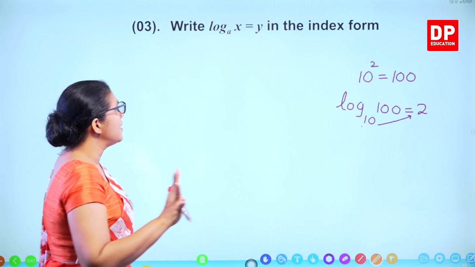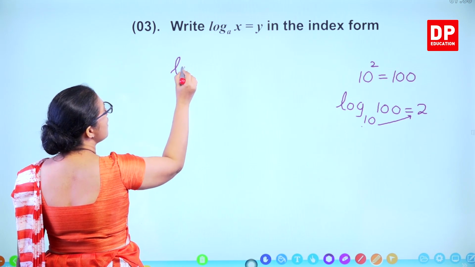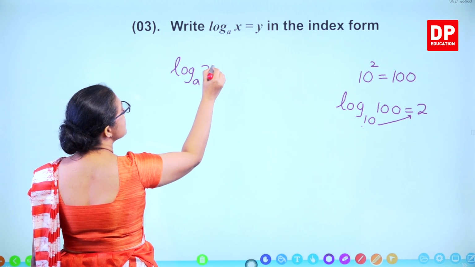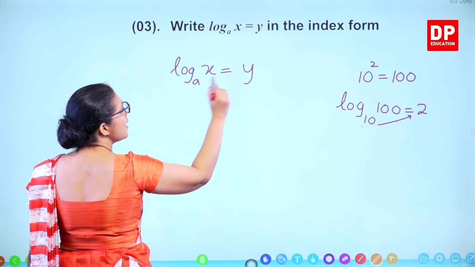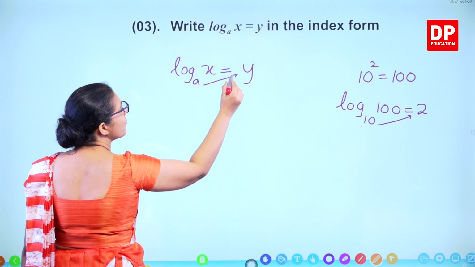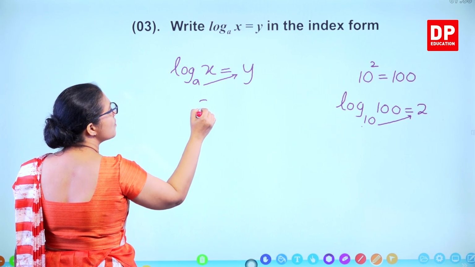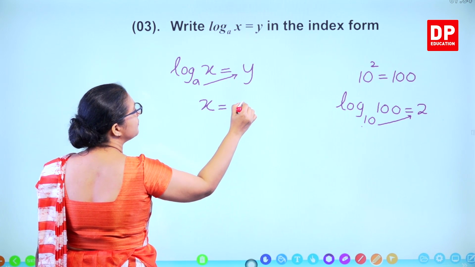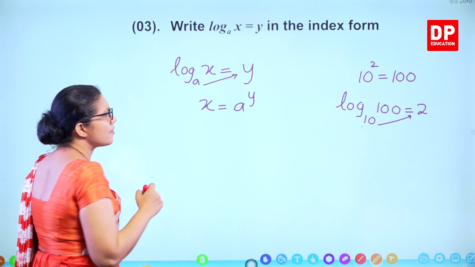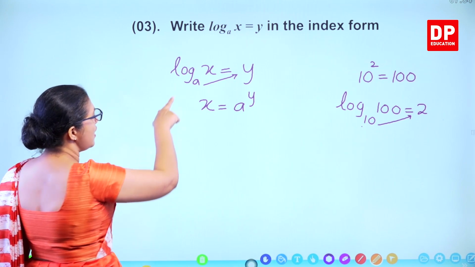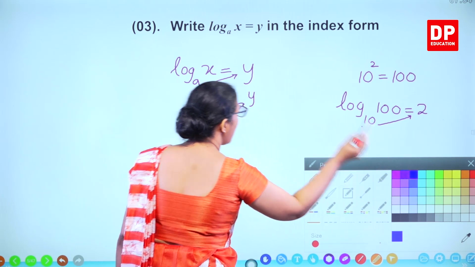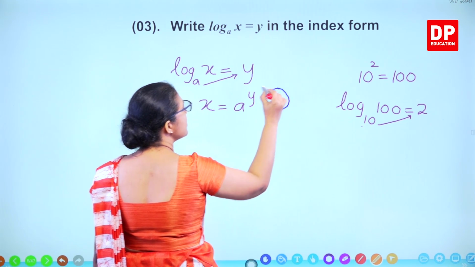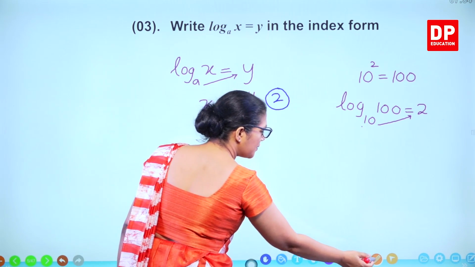So remember that. So likewise, when you take log a base x is equal to y, so think about this way. A to the power y is equal to x. So that's the answer. So a to the power y is x. So straight away you can get 2 marks for writing this index notation.